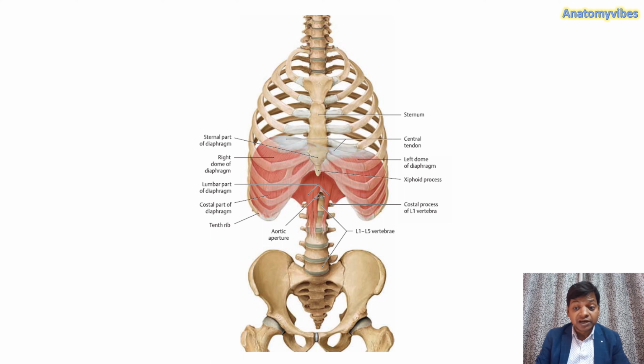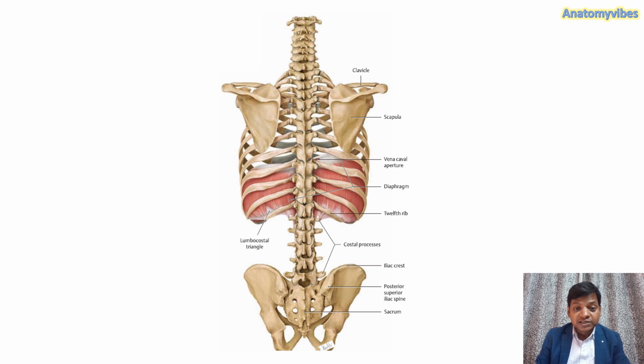So let's start the journey of diaphragm. All the anatomical aspects we will explore. This is showing the posterior view of the diaphragm. Here you can see the scapula, rib cage and below, the muscular part of diaphragm which is visible here.